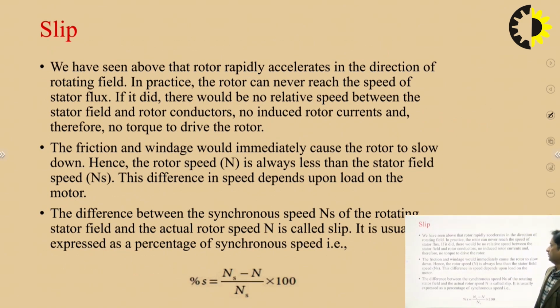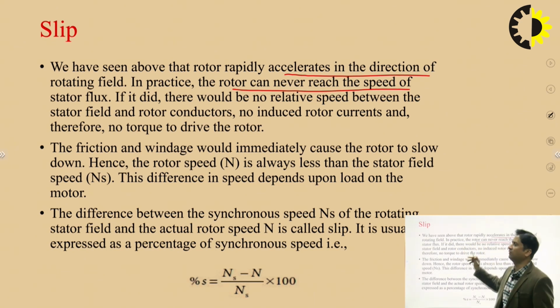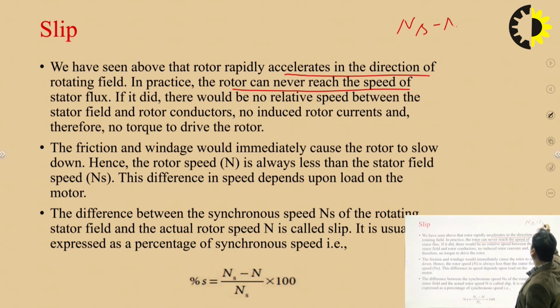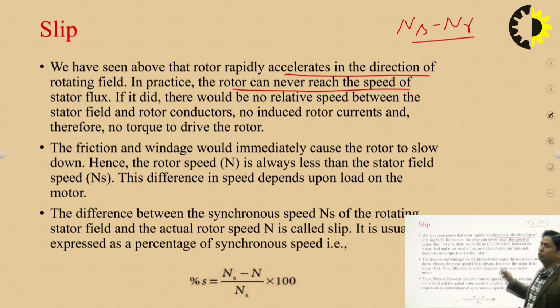Now we can see that when the rotor starts rotating in the same direction, it will accelerate in the direction of the field. The rotor can never reach the speed of the stator field. Is it possible for the rotor to run at speed Ns? Suppose Nr is equal to Ns. In that case there will be no relative motion, and where there is no relative motion there will be no induction, no induced EMF, and hence no current in the rotor conductors. So practically the rotor cannot attain the speed of the rotating field, Ns.